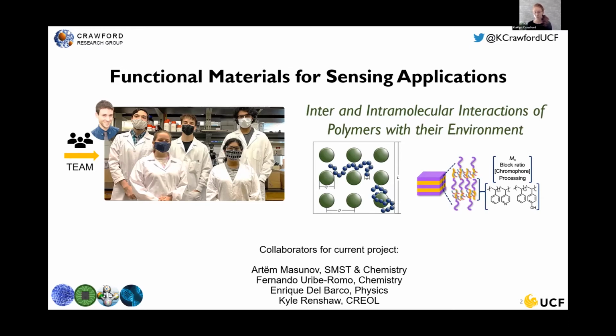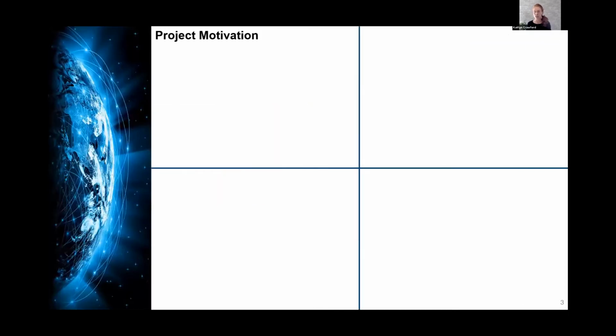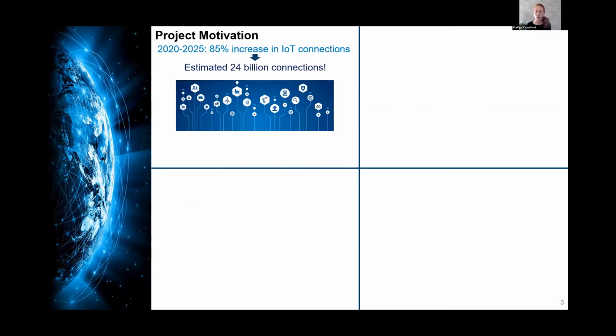in Creole. So the project motivation stems from part of what Gufang was talking about before, is we need to be able to have faster transmission, and we have so many more devices, for example, connected to things like the internet, as in the IoT. We are having an estimated 85% increase in IoT connections between 2020 and 2025. This translates to at least 24 billion different connections.